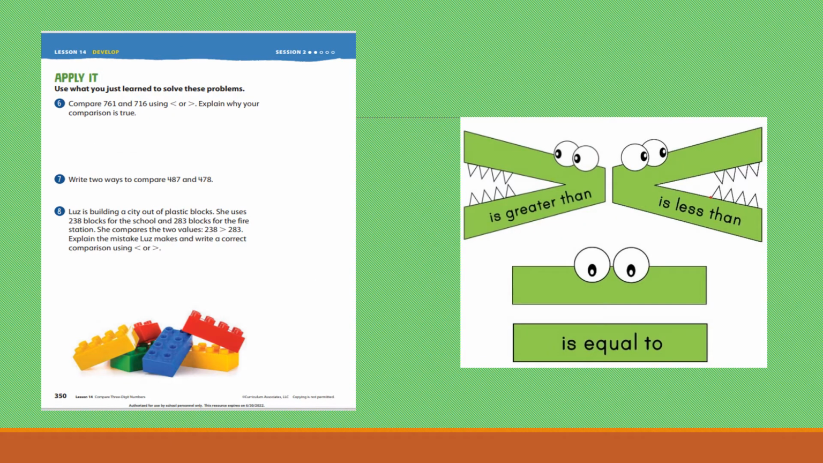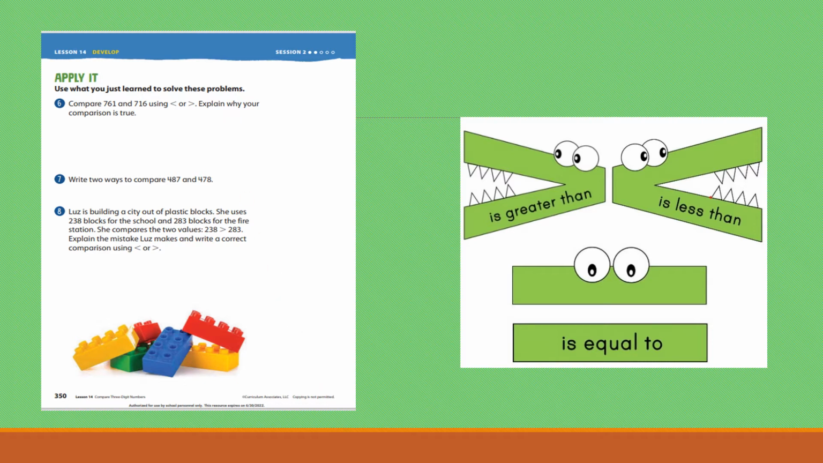All right, boys and girls, I want to make sure that we come over here and we look at our alligator more than and less than. Remember, the alligator's teeth are open to the bigger number. Use what we just learned to solve these problems. Compare 761 and 716 using the more than and less than and explain why your comparison is true.